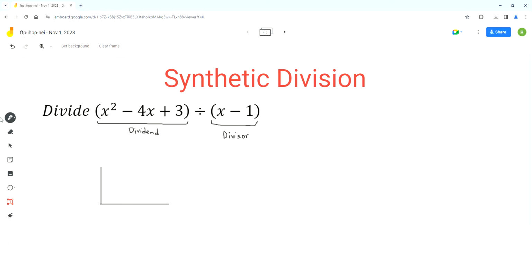Now the coefficients here are, the first coefficient is 1, the invisible one with x squared. The second coefficient is negative 4. And the third coefficient is 3, which is just the number term. So we'll write these coefficients in the same order.